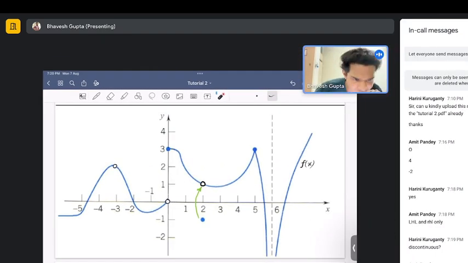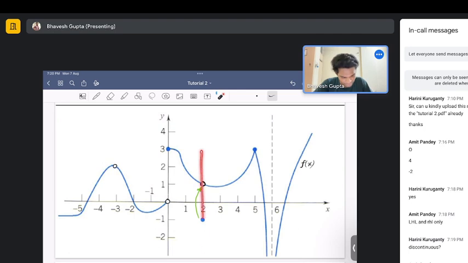Okay, so can be or can't be removed means removable, not removable. Can be removed means you can remove that discontinuity by redefining the function at that point. Over here you cannot remove this, because when you try to redefine, you are making the redefinition at this point, at x equal to 0. But no matter what value you give to x equal to 0, you cannot remove this discontinuity.